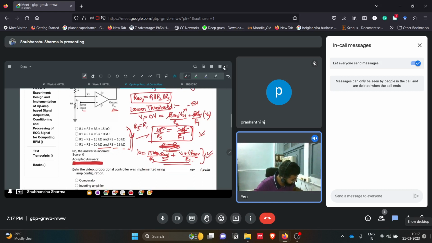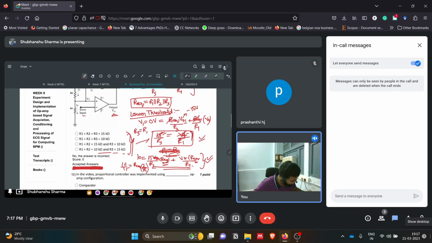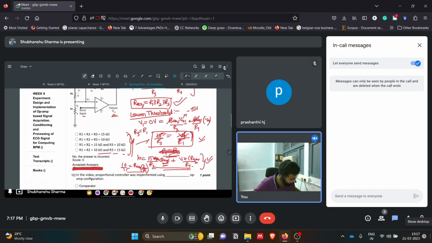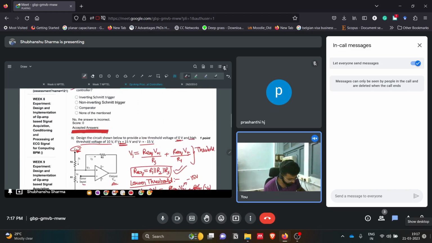And here also V plus is 15, so 10 by 15. Then R equivalent: 1 by R1, R3 are equal, so this will be 2 by R2, we can say. Using this R equivalent expression, we can solve for the values of R1, R2, R3. Okay, this question is okay.